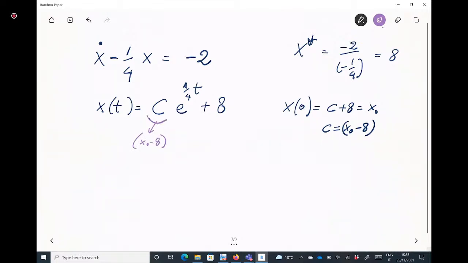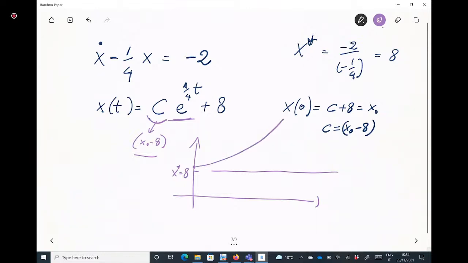C is x0 minus 8. So the point here is that the solution works in this way. We have 8 here. You can start even very close to the steady state, with a very small initial deviation, but what happens to your deviation over time? It becomes amplified by this exponential growth, okay? So the solution works like this. If you start above, you will remain above, and far away as time increases, and if you start below, you will have something like this. So this is the basic idea.